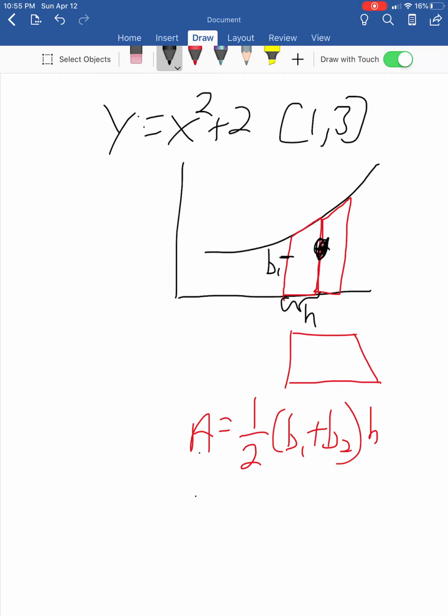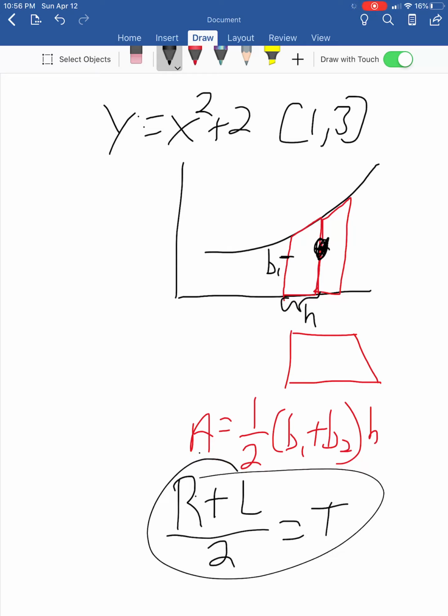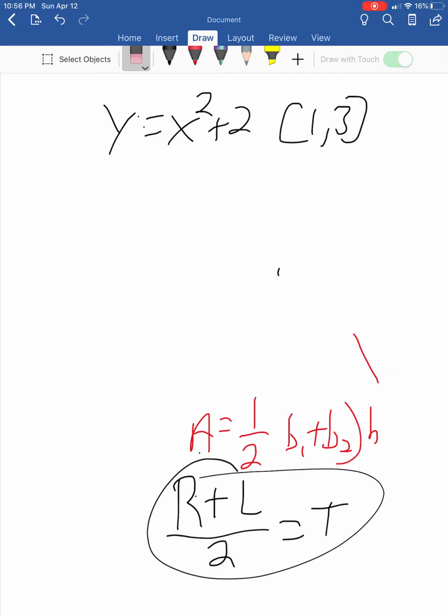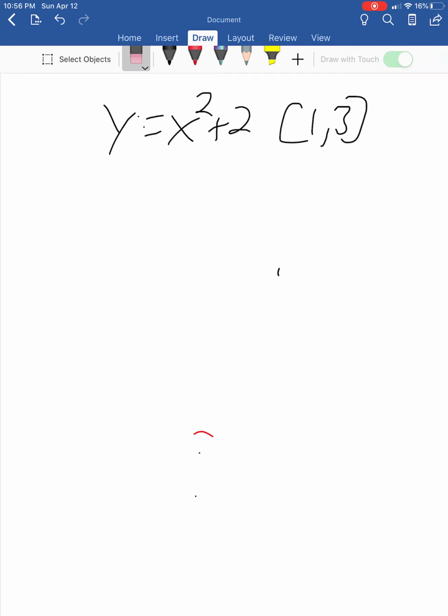And real important formula. If you want to get around the trapezoid rule, the right endpoint answer plus the left endpoint answer divided by 2 equals the trapezoid Riemann sum. So there's a neat little formula to keep in mind. So let's work some examples and see how these Riemann sums work out.